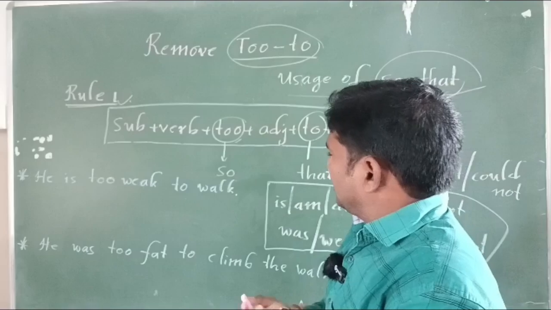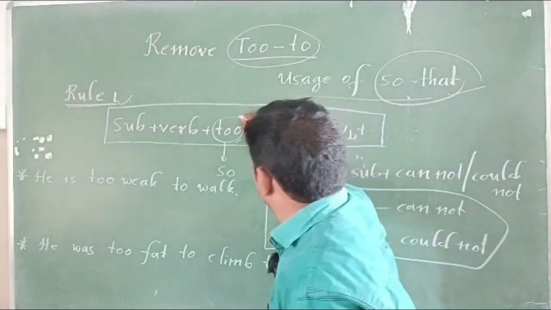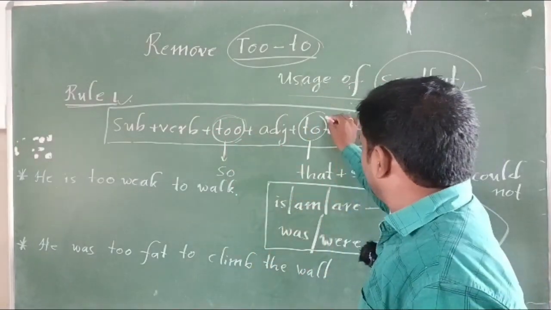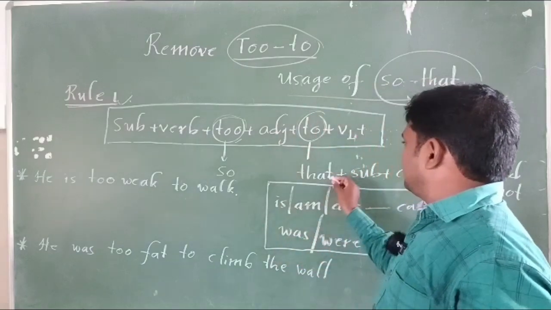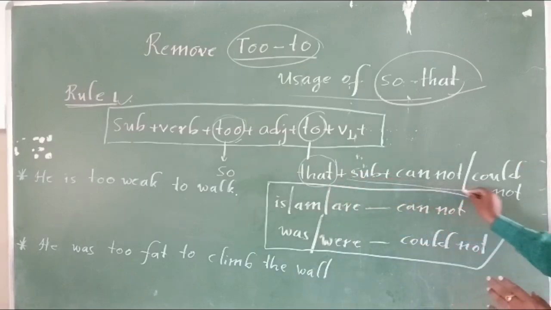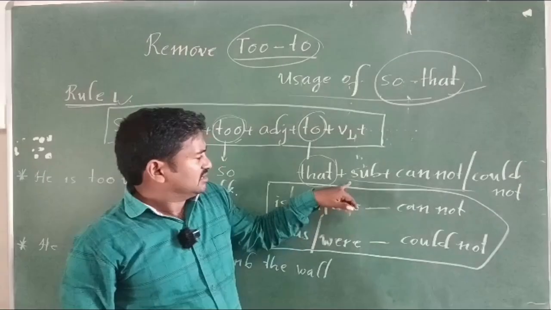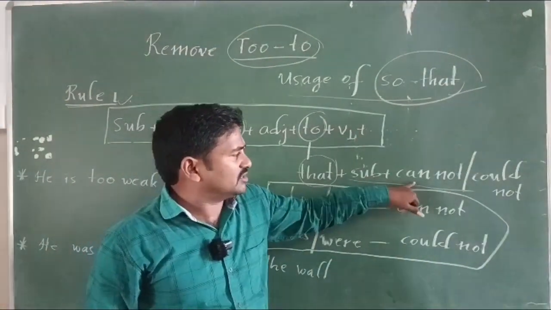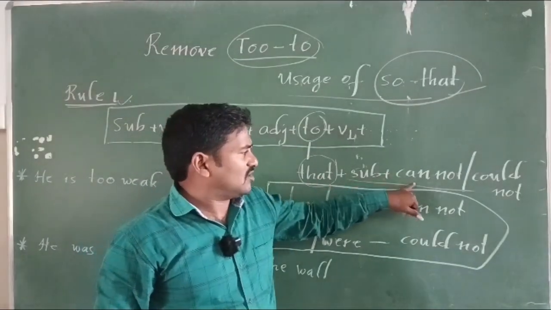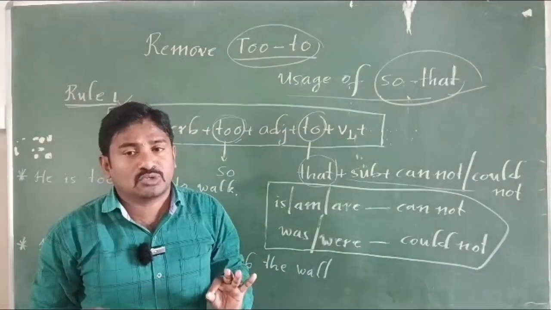Now, in such a sentence it is replaced by "so that". Wherever "too" is there, we replace it with "so", and wherever "to" is there, in place of it we will use "that", and the remaining part we use according to that. After that, we use subject plus cannot or could not. So when do you have to use cannot? When do you have to use could not?